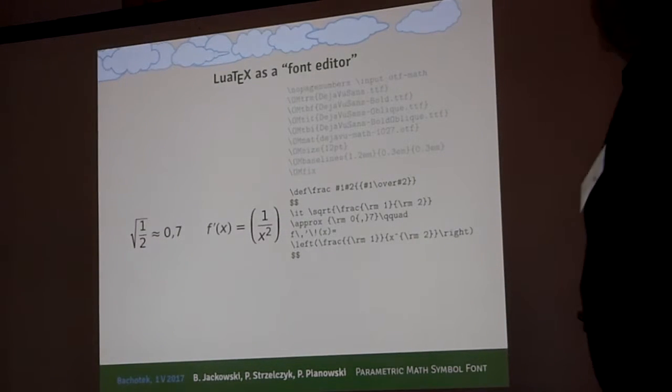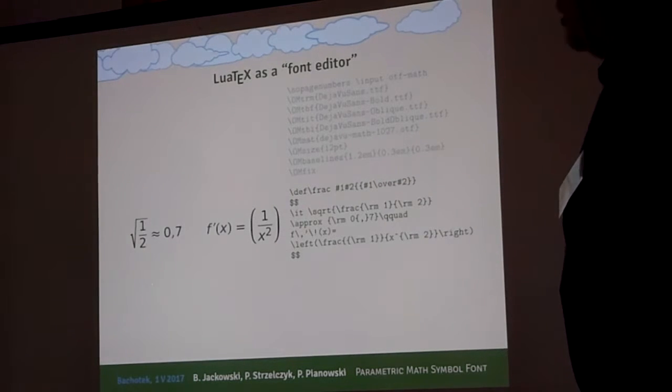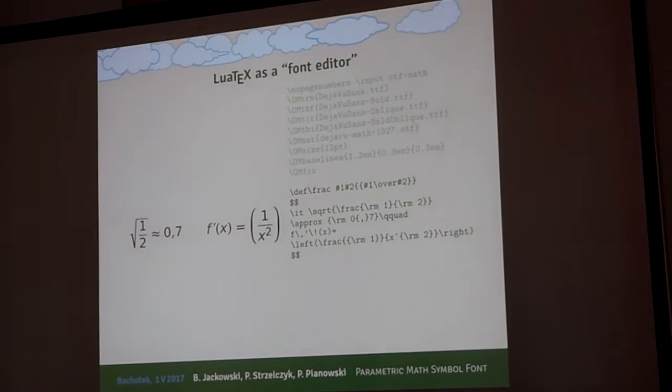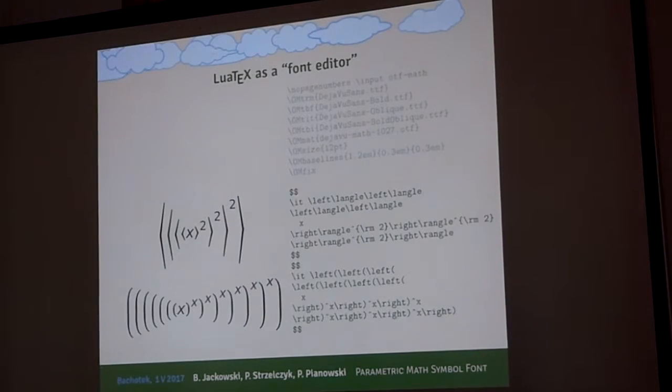Another example. One may discuss whether this is a proper square root for sans serif. It doesn't look bad. And the last example: you can see that braces are taken from serif DejaVu, and the variable is just sans serif. So this is, in principle, possible.